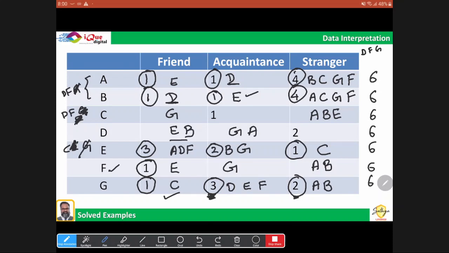So 1, 2, 3, 4 and 2 are required here to complete 6. So against D, A, B, C, D, E and F. So that means this 2 is also confirmed, this 2 is also confirmed, and the remaining 2 C and F. So BC, that means DC, that means CD, and DF, that means F and D.